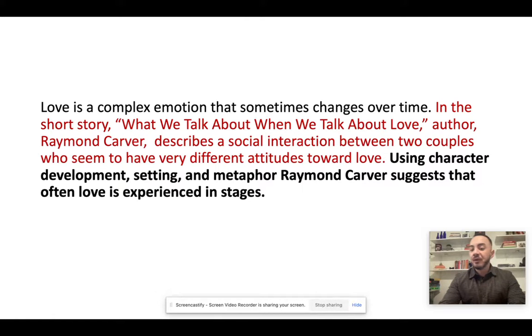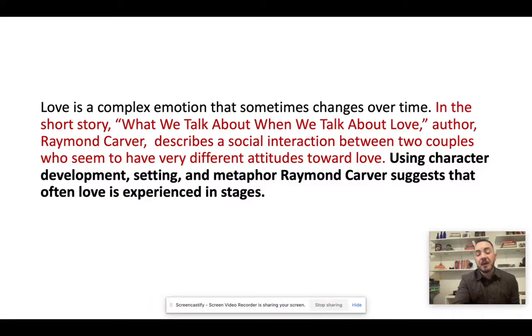So let's just take a look at what these introductions might look like as a whole, so we can have those examples for us as we write. So in total, love is a complex emotion that sometimes changes over time. In the short story, What We Talk About When We Talk About Love, author Raymond Carver describes a social interaction between two couples who seem to have very different attitudes towards love. Using character development, setting, and metaphor, Raymond Carver suggests that often love is experienced in stages.